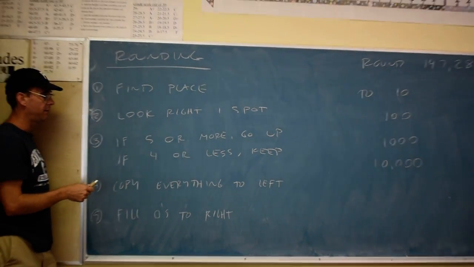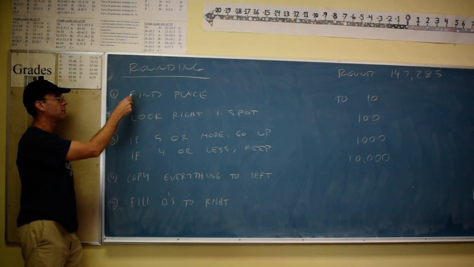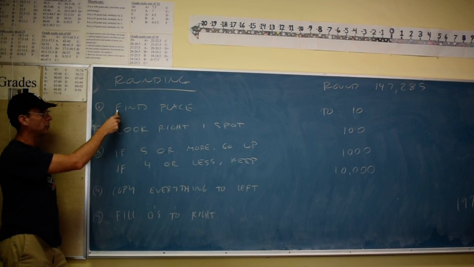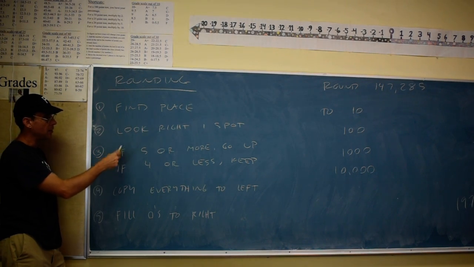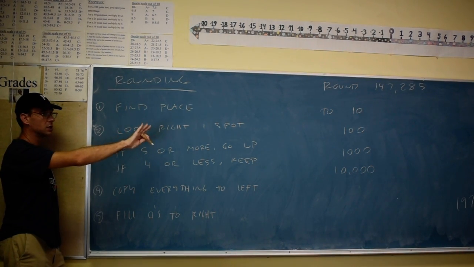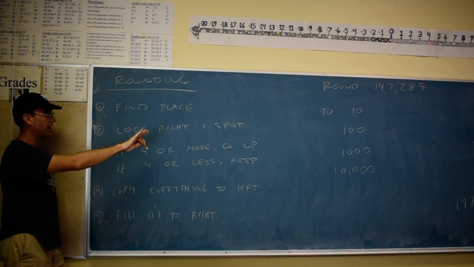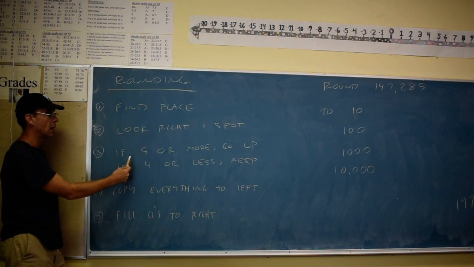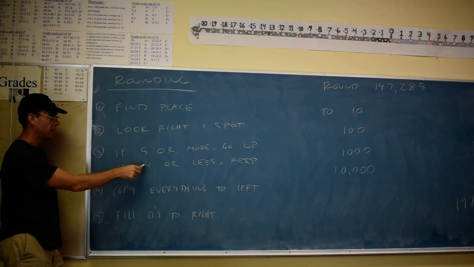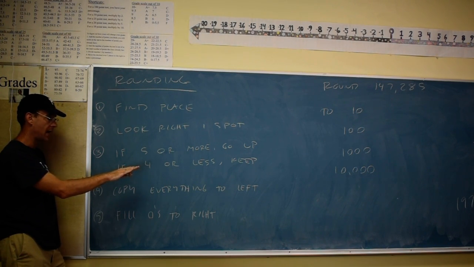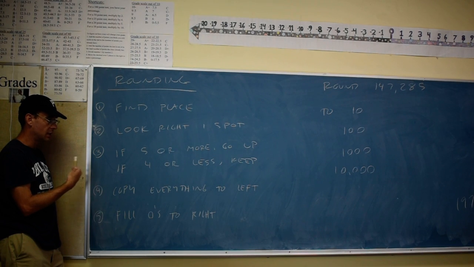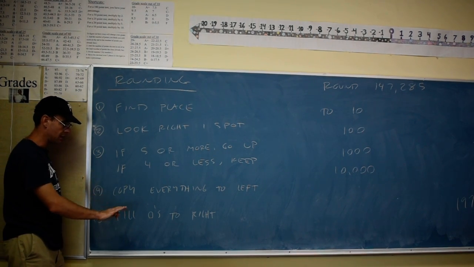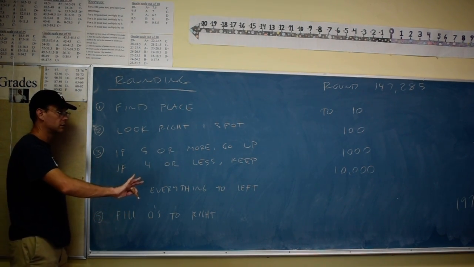Rounding is like a 5-step plan. If you want to round, you first find a certain place you want to round to. You look to the right of that one spot. If you find a number when you look to the right, a position farther than where you're rounding, if you find a 5 or more, you're going to go up 1 with your number. If it's 4 or less, you just keep the number you have. And then everything to the beginning, left of the number, is going to just copy, copy, copy. Everything to the right is going to fill zeros.